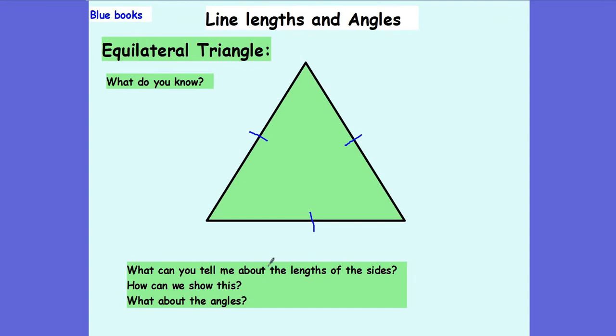What do we know about the angles, Poppy? The angles are all the same as well. And we can show this by marking them just like so. So this tells us all the angles and all the lines are the same.